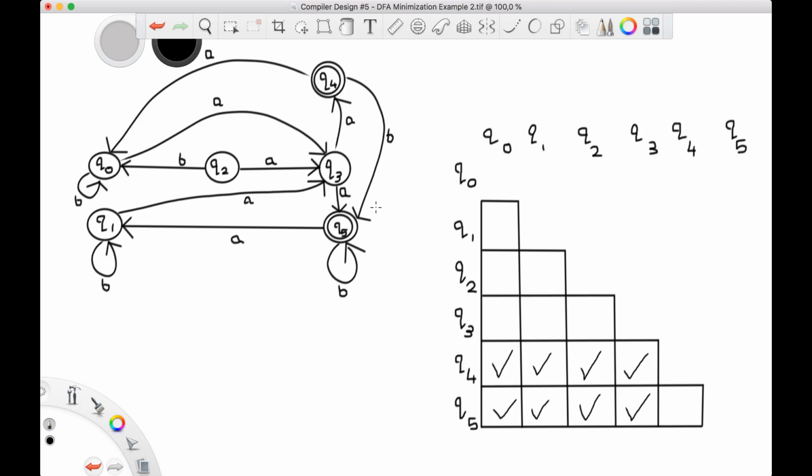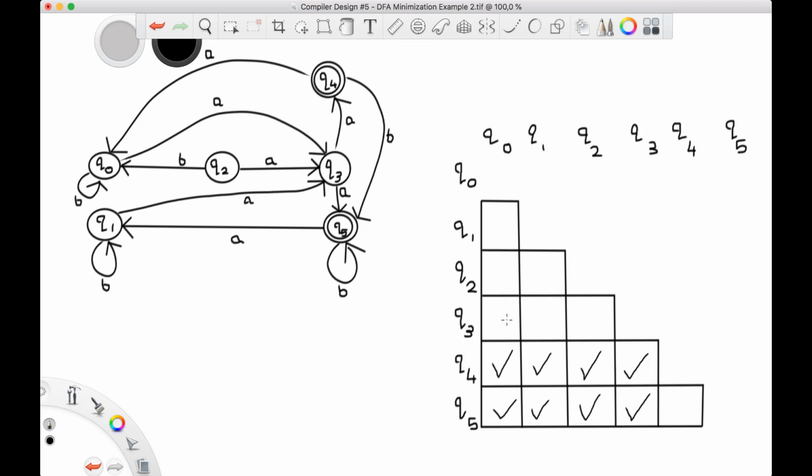And Q1, Q2, similarly. Well, again, an A from Q1 and Q2 leads to Q3. A B from Q1 and Q2 leads to Q1 and Q0 respectively. So a B from Q2 again leads to Q0. A B from Q1 leads to Q1. And seeing as Q0 and Q1 are not ticked, we don't need to check this box either.